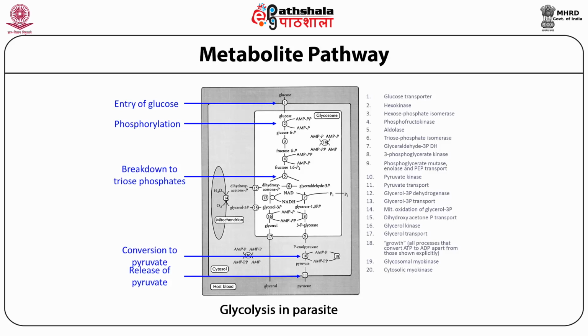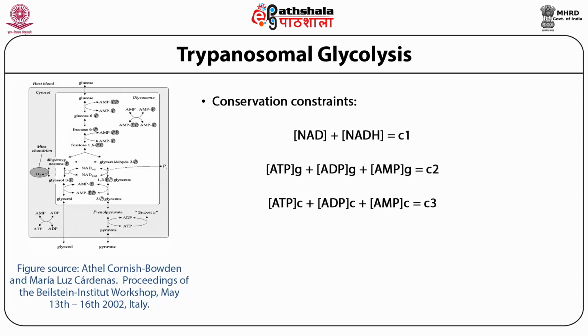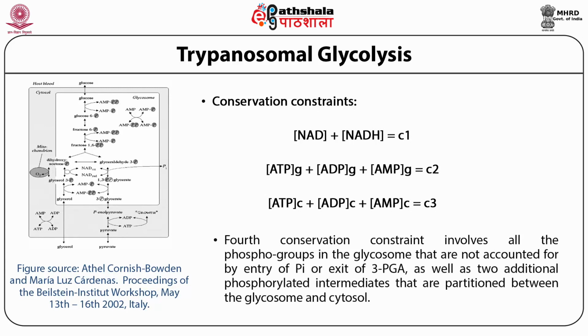On the right-hand side, the list of the proteins or enzymes necessary is shown here, and this paper given here connects everything. This equation says conservation constants are also used, because ATP cannot just be produced, so it should be constant values. So C1, C2, C3 are the constants basically used. Hence, the last, the fourth conservation constant, will be all the phospho groups in the glycosome that are not accounted for by the entry of Pi or exit of 3-PGA. These few constants we can learn about only if we know the biochemical reaction. Hence, kinetic analysis becomes a little difficult.